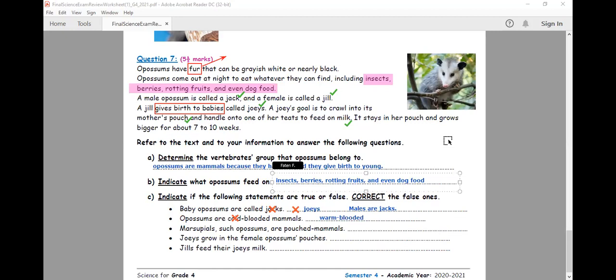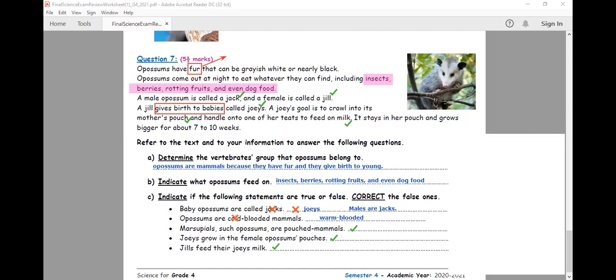Marsupials, like opossums, are pouched mammals. So opossums have pouches and we call them marsupials. True or false? True. Bravo. Marsupials are the first group of mammals. Joeys grow in the female pouches. Yes, that's true. Jills, the mommies, feed their joeys milk. True. That's right. We said that marsupials are the first group of mammals.